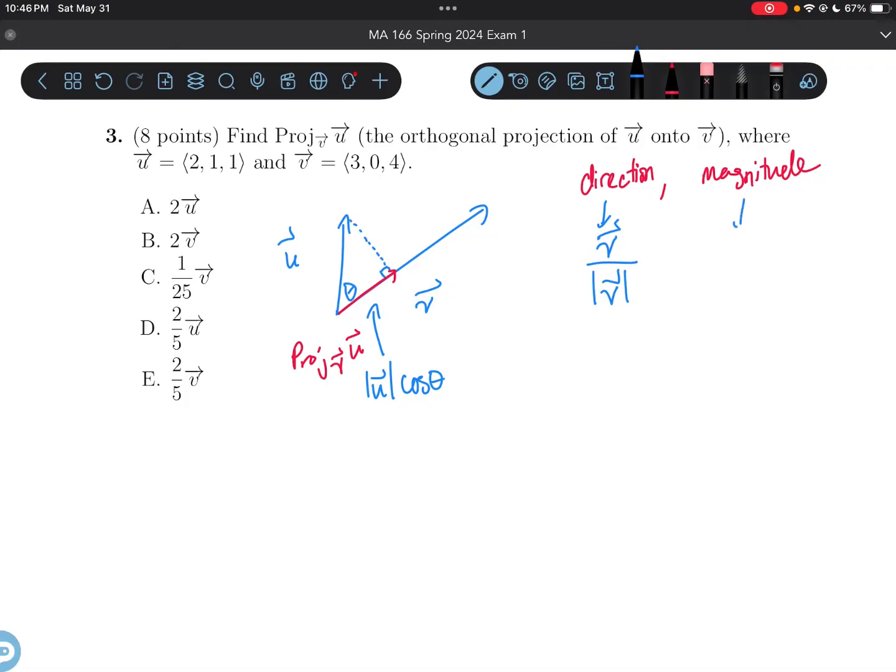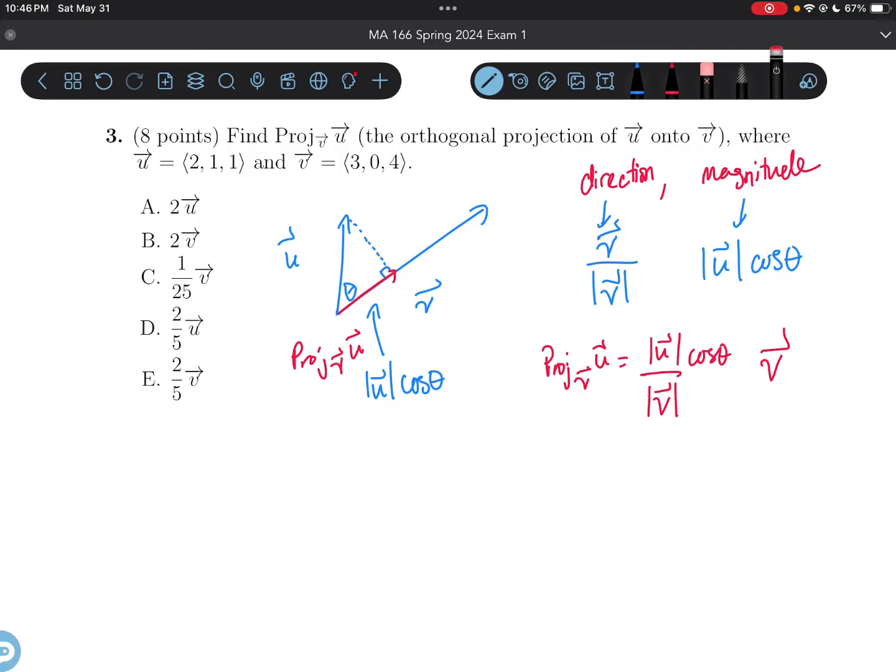Okay, so the magnitude is the magnitude of u times cosine theta. We have the direction. So the value of the projection vector is equal to the magnitude of u times cosine theta, times the vector v divided by the magnitude of v. Okay, so there's not a lot we can do with this right now, mostly because we don't know the value of theta.